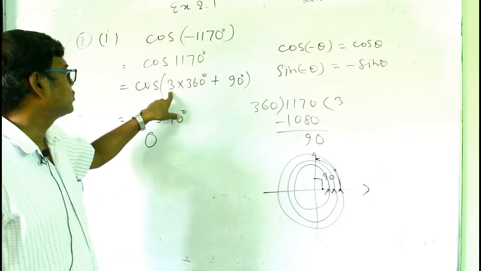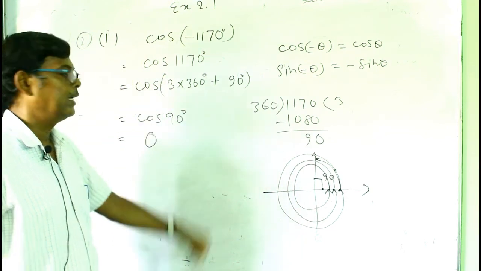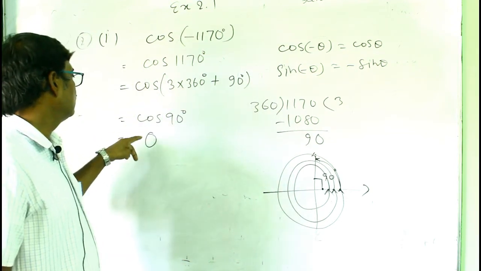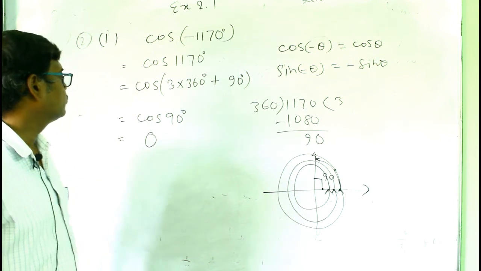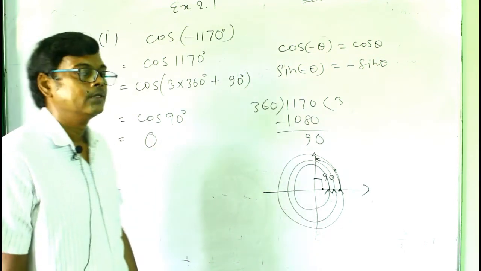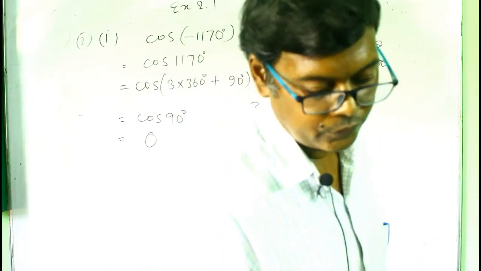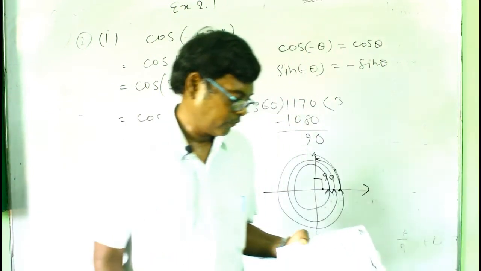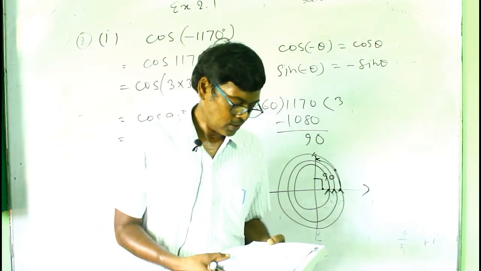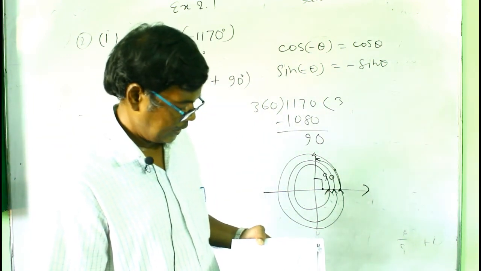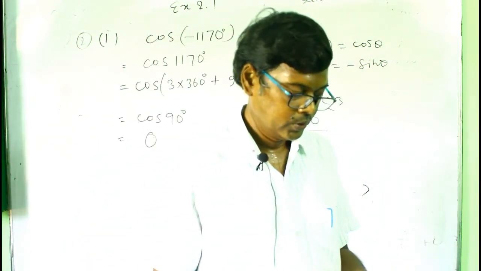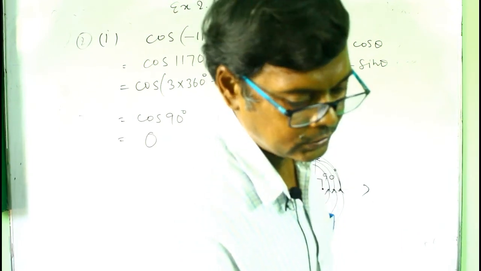If it is 4 here also, in that case also it will be cos 90. So the value of this will be 0. So the answer of this question is 0. Then the next question, question number 2, calculate the value of this sec.